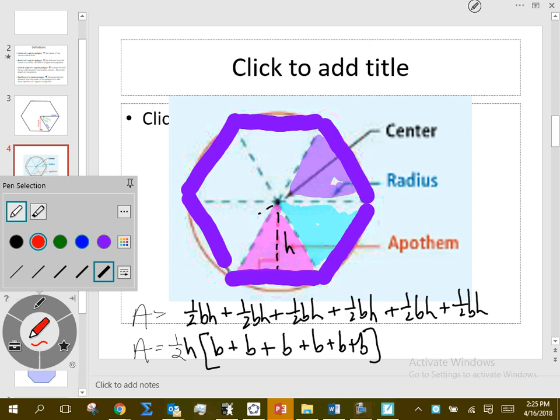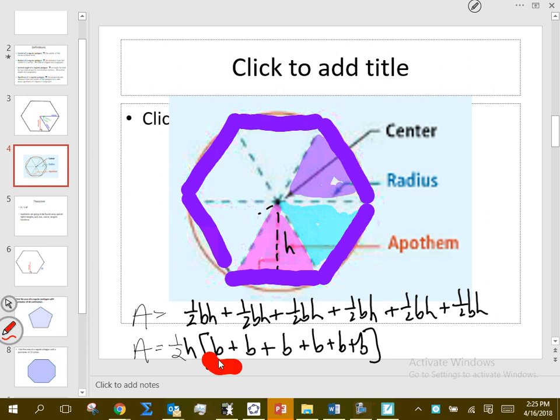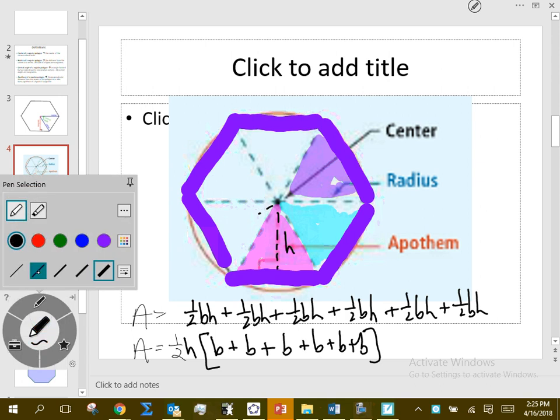If I start at that B right there, and I add to it that one, and that one, and that one, and that one, and that one, what did I just come up with for that hexagon? Careful. Not the area. Well, yeah, base plus base plus base plus base plus base plus base of that hexagon is another way of saying perimeter. So let's take that B plus B plus B plus B plus B plus B and write it as P. So you get 1/2 H times P.